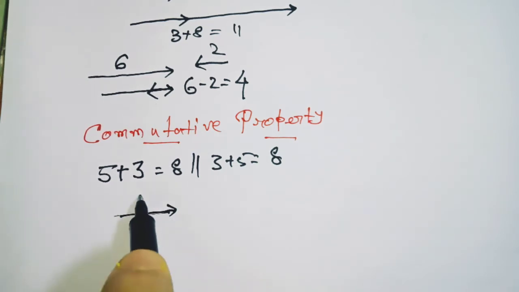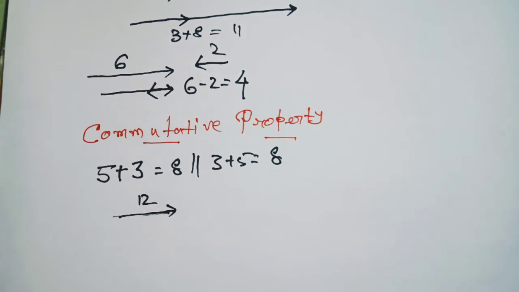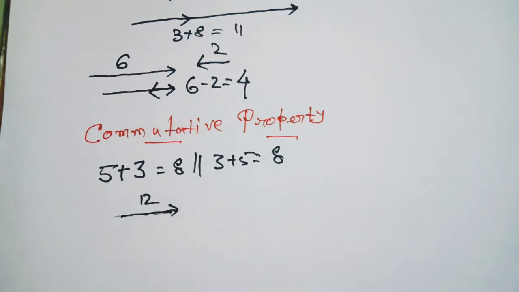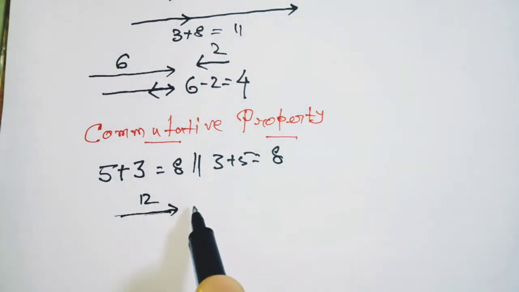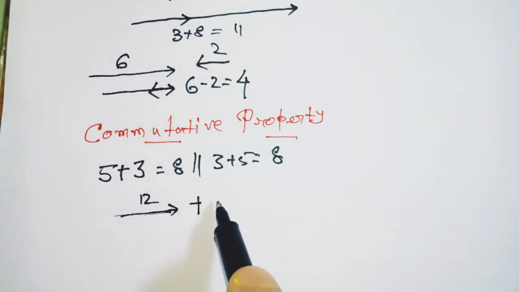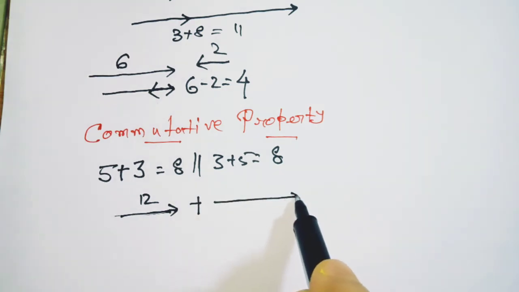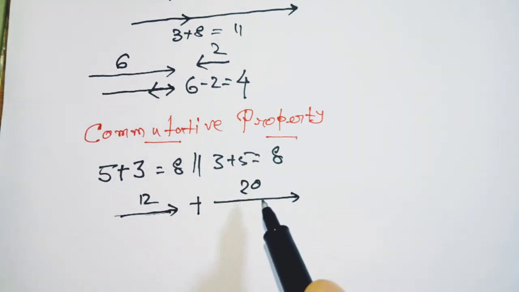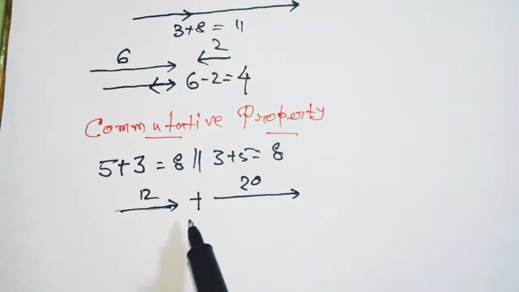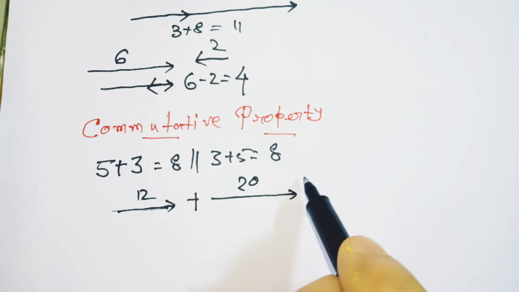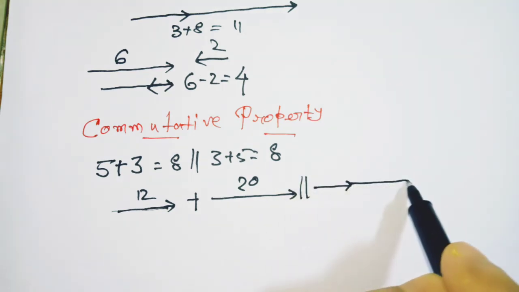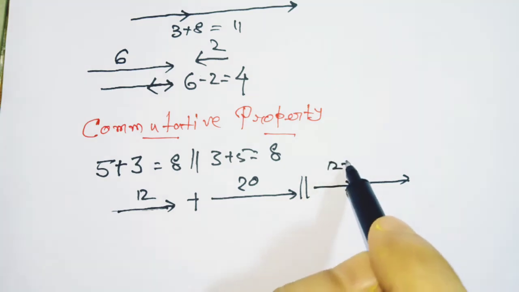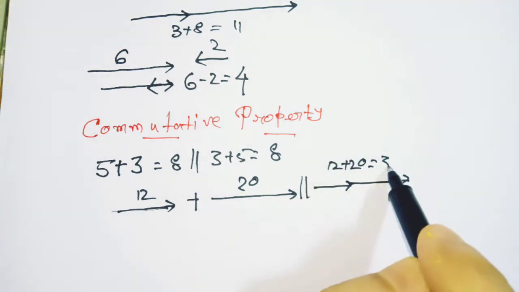This is 12. I'm not writing whether it is meters or Newtons, so let us assume this is 12. Plus we are adding another vector pointing in this direction, a little bit longer, and I call it 20. So obviously it would result in 12 plus 20 equals 32, as we have shown earlier. This part is added to this part, and this would be 12 plus 20 equals 32.